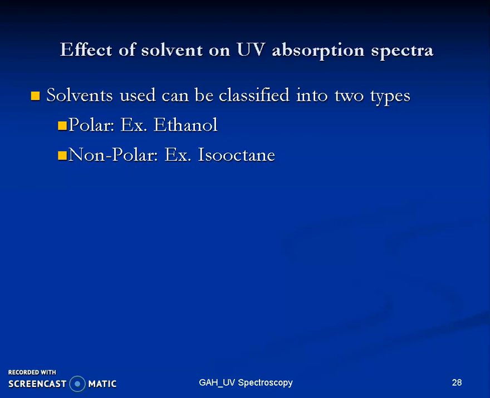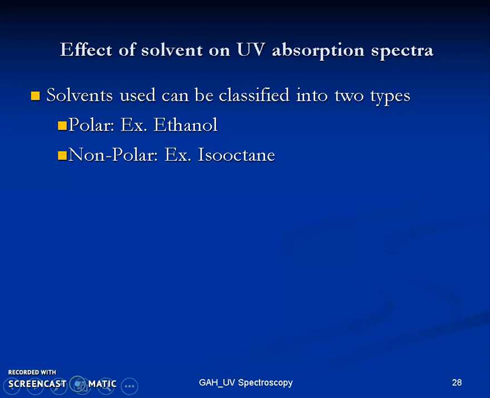In this session, we will be discussing the effect of solvents that we are using in spectroscopy, in particular UV spectroscopy, and the effect of these solvents on the absorption spectrum or the UV absorption spectrum. So, basically, we use two different types of solvents, and these fall under the category of polar and non-polar. For polar, we have ethanol as an example.